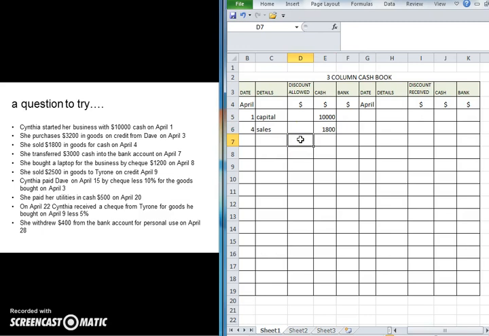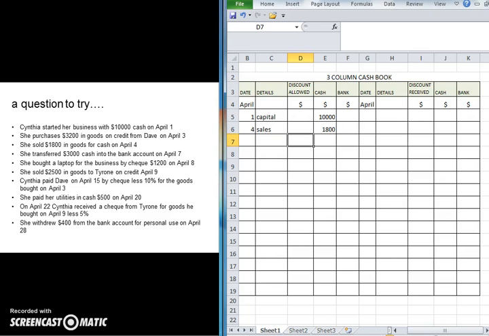She then transferred $3,000 cash into the bank account on April the 7th. Now notice this transaction has both cash and bank. So that would make it a what? Correct. It would make it a contra entry. And contra entries, who can remember? Good, yes, that is true. You record the information on both sides of the book. One will be debited, the one that is receiving the money will debit, and the one where the money is being spent will be credited.